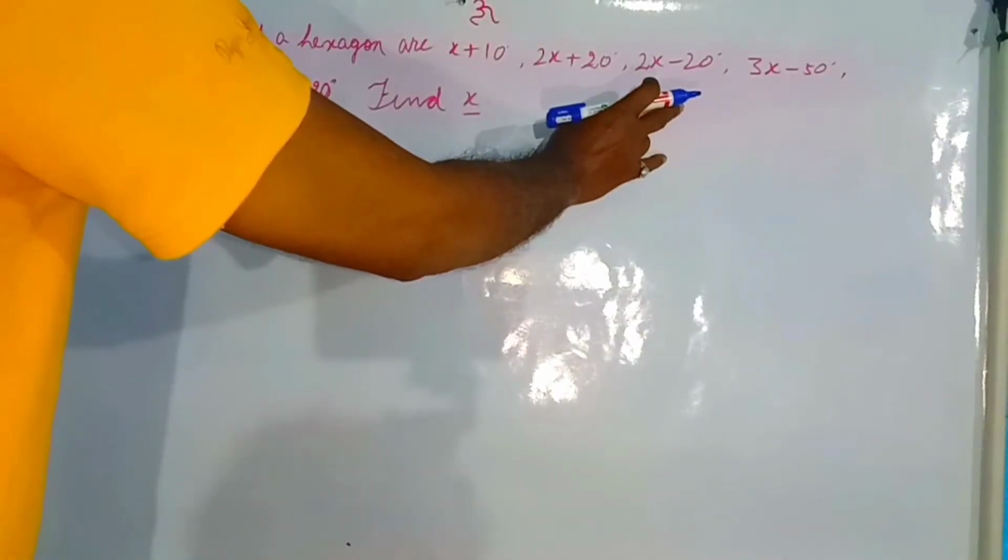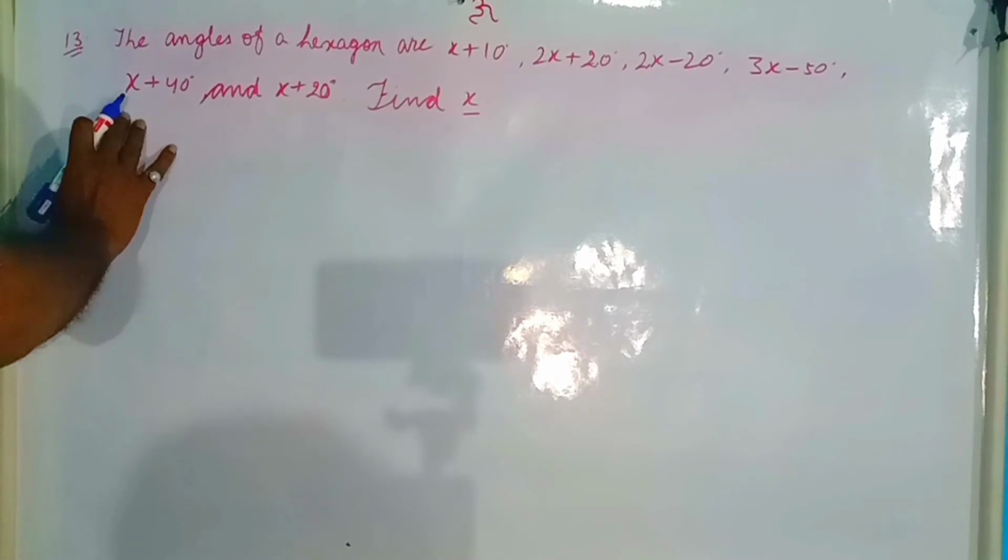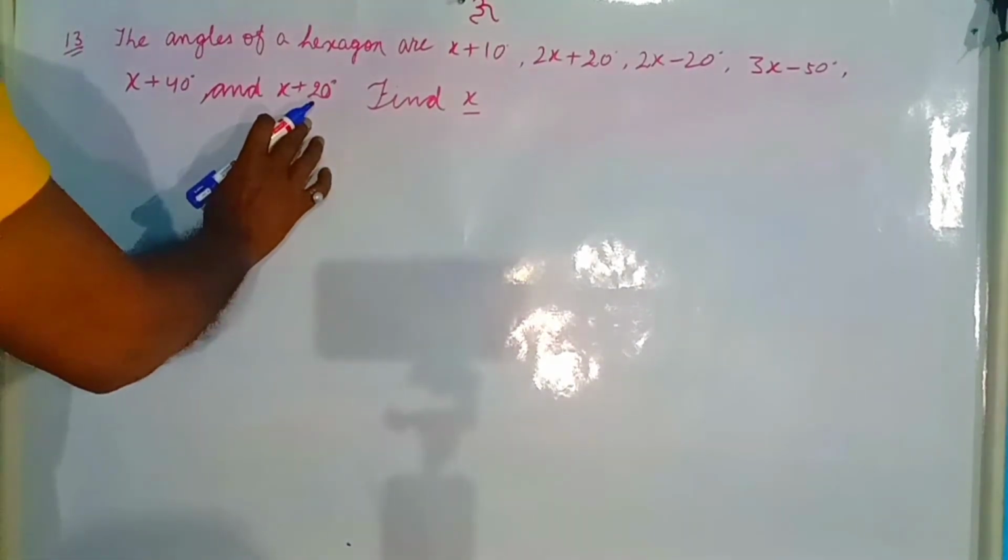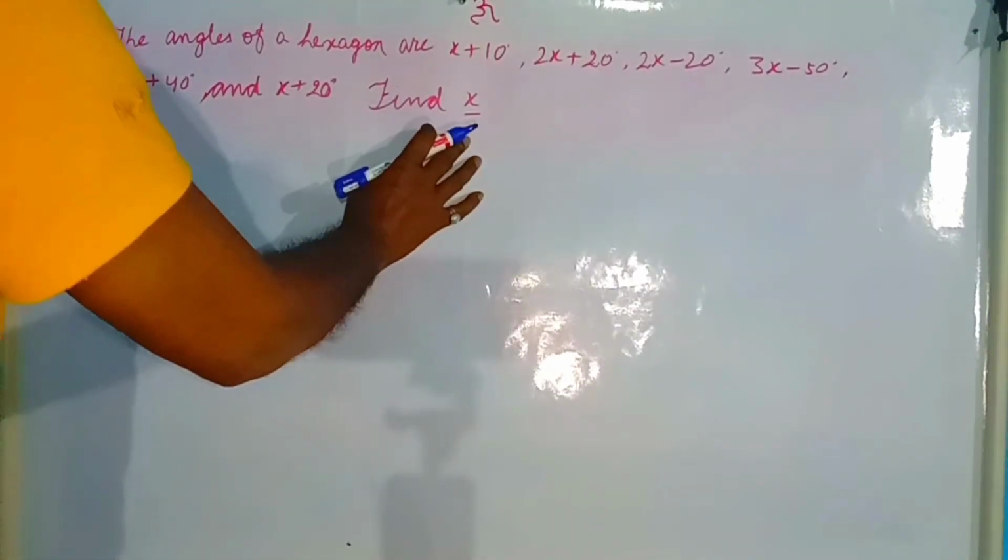The next question is question number 13. The angles of a hexagon are x plus 10 degrees, 2x plus 20 degrees, 2x minus 20 degrees, 3x minus 50 degrees, x plus 40 degrees and x plus 20 degrees. Now we have to find x.